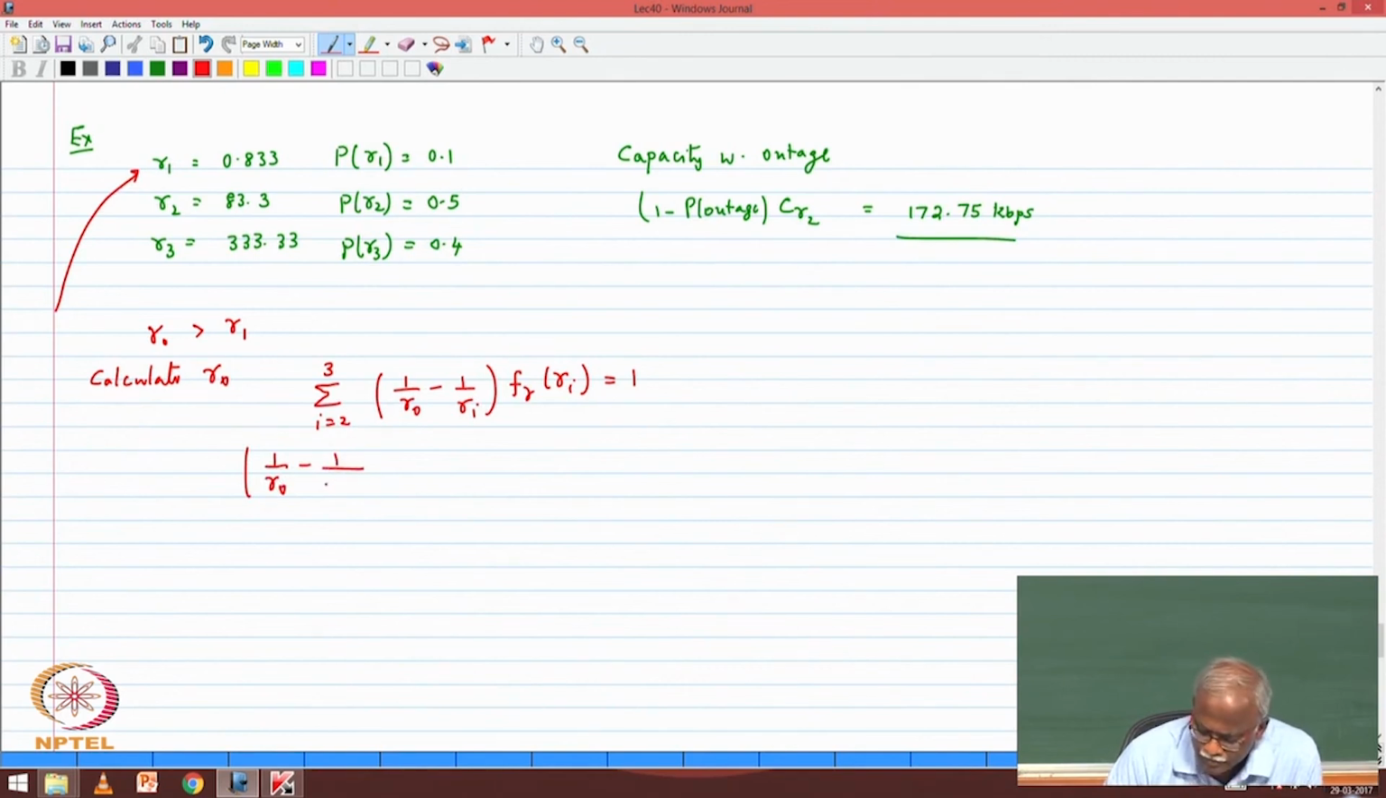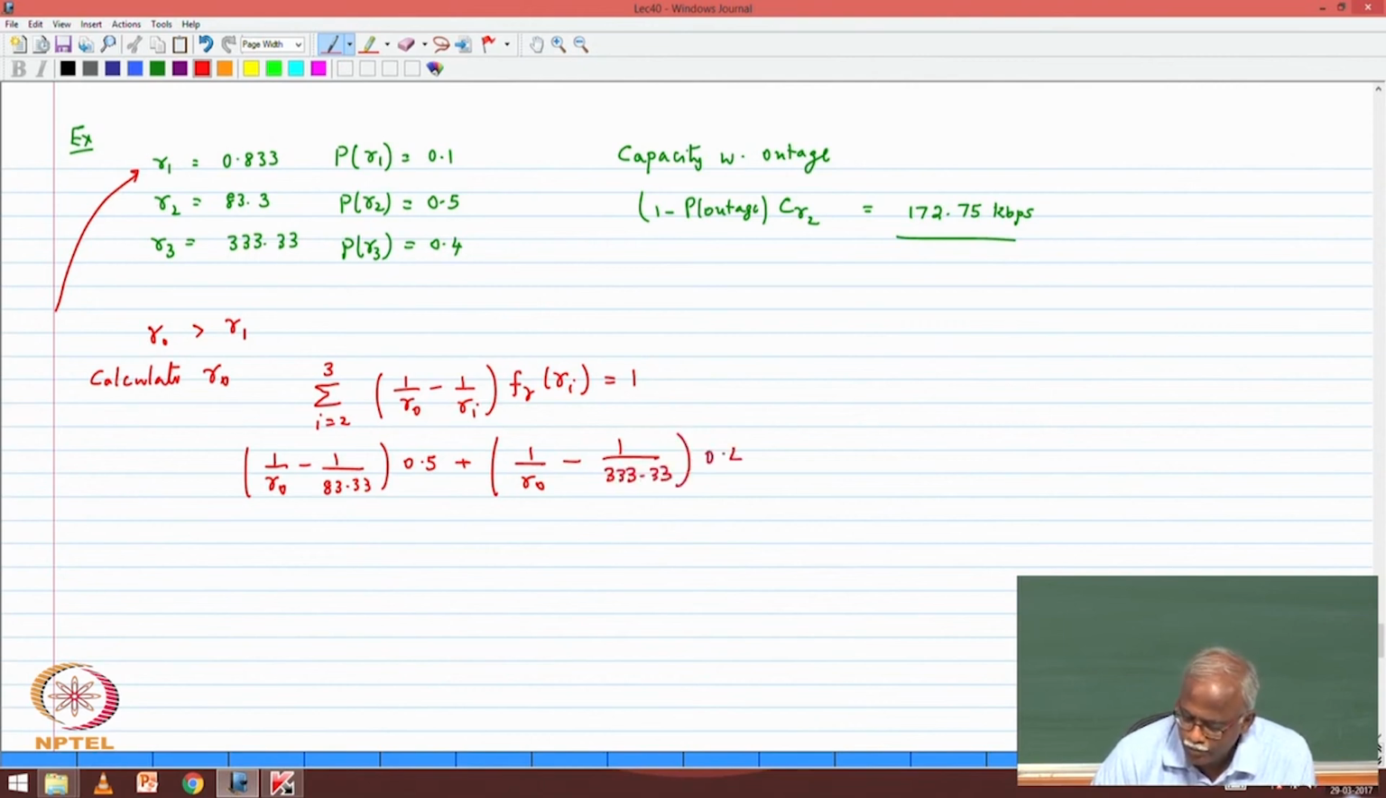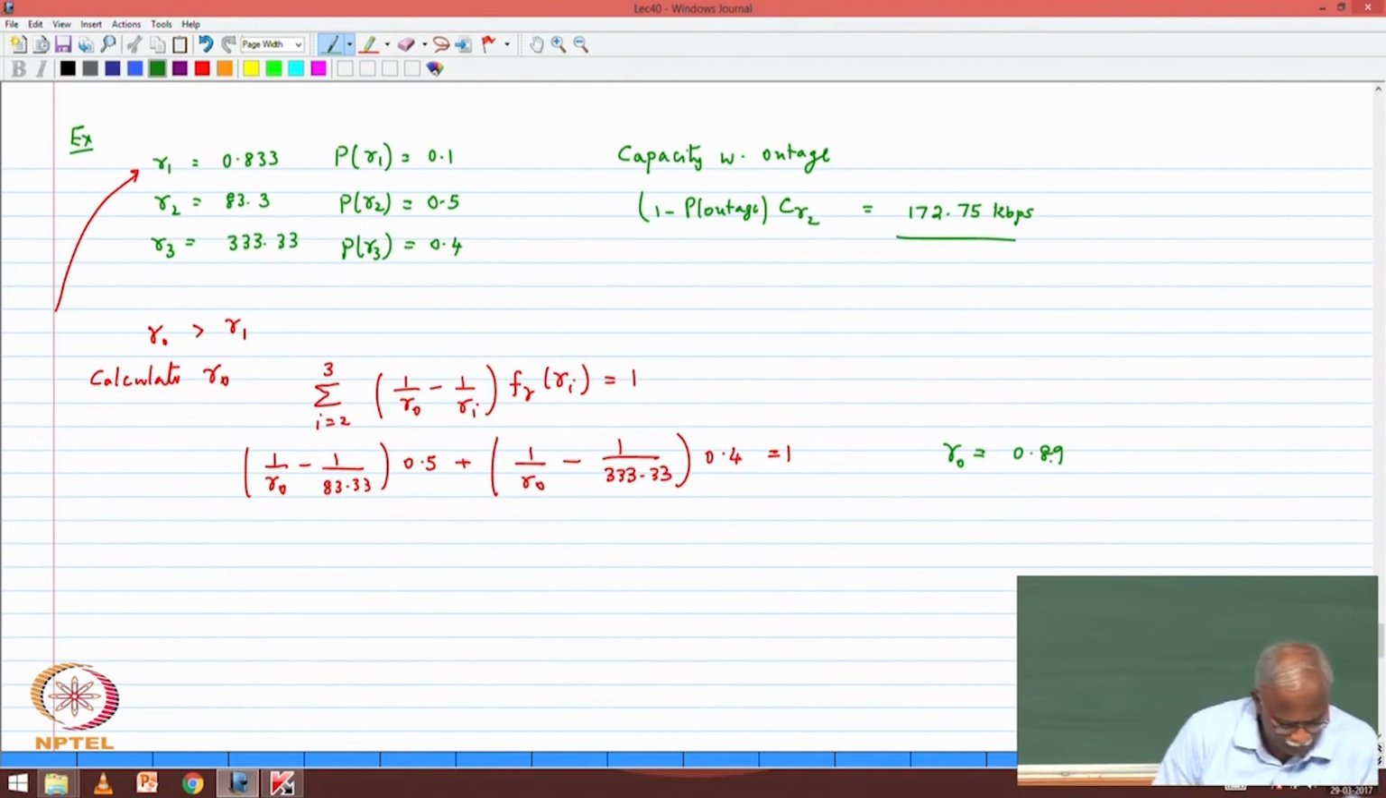83.33 into 0.5 plus 1 by gamma naught minus 1 by 333.33 into 0.4 equal to 1. That's the average power constraint. Basically, this is how much power allocation we are doing, based on the probability. So based on this, please verify that gamma naught comes out to be 0.89. Okay.